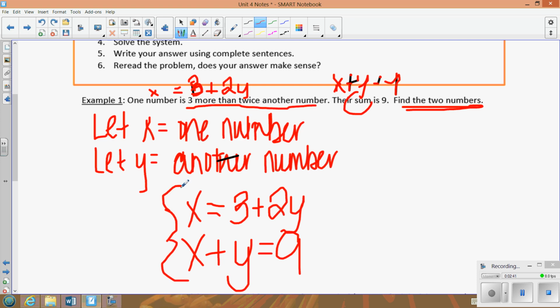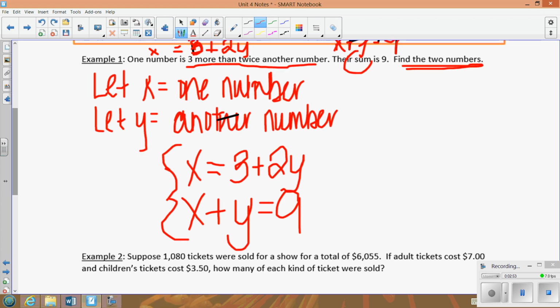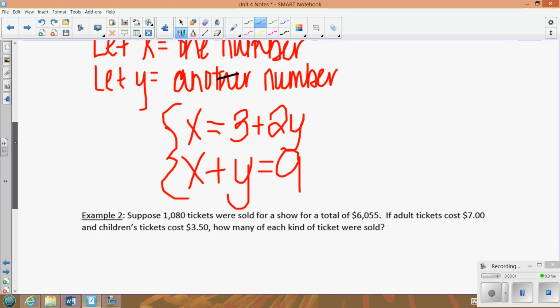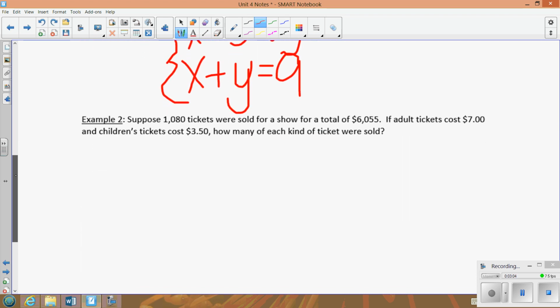Looking at this system, since x is already by itself, the best way to solve this would be using substitution, because then you could just take the top equation and plug it into the other. So I'm not going to go through the solving, but if you want to, you can yourself. But we've already talked about how to solve it. So you can go back to the previous videos if you need to learn how to solve. So let's look at another example.